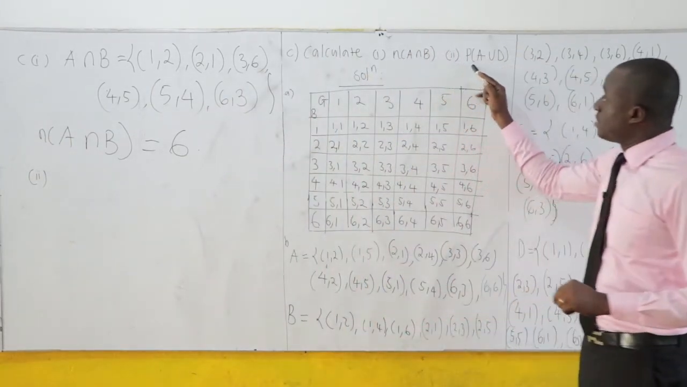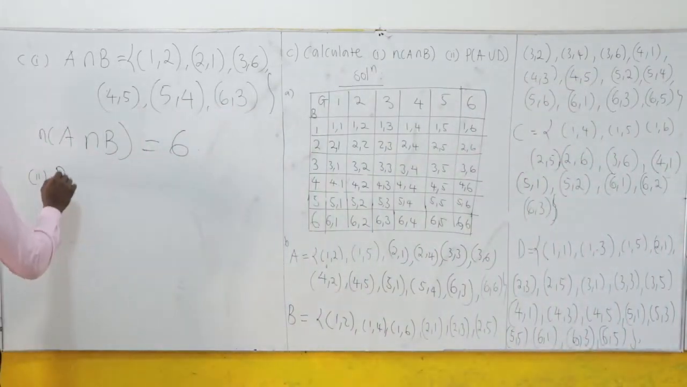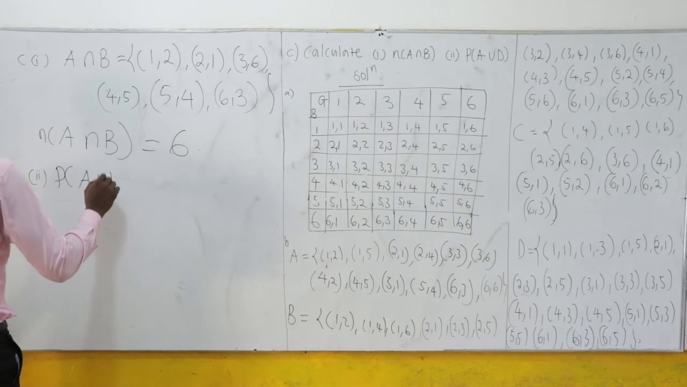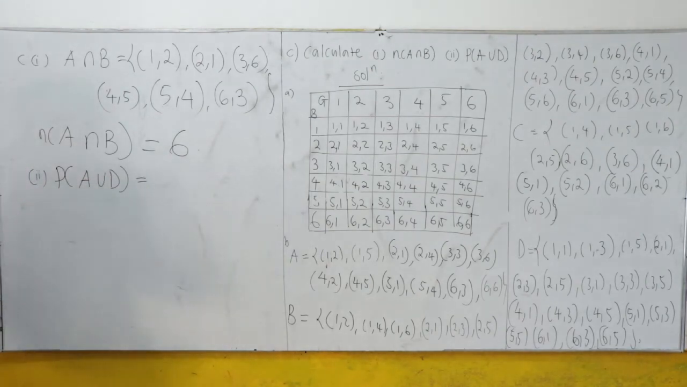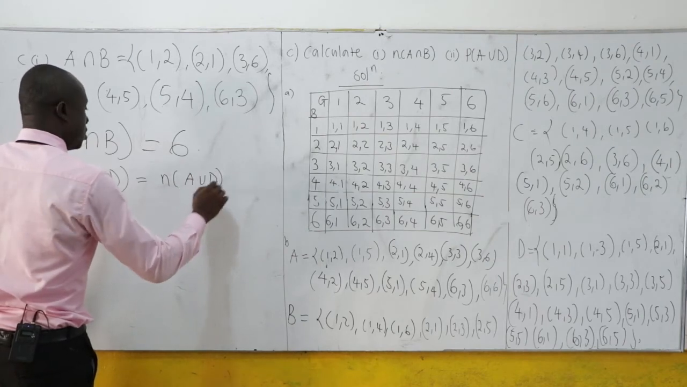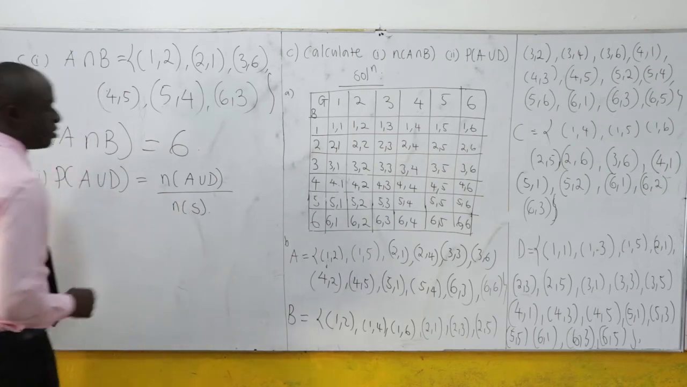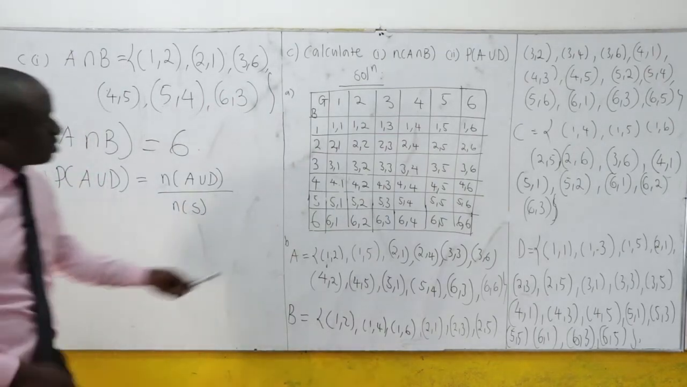Now let's see, part I says the probability of A union D. So the probability of A union D is equal to the number of events, that is the number of A union D, all over the number of the sample space. And the number of the sample space we know is what?